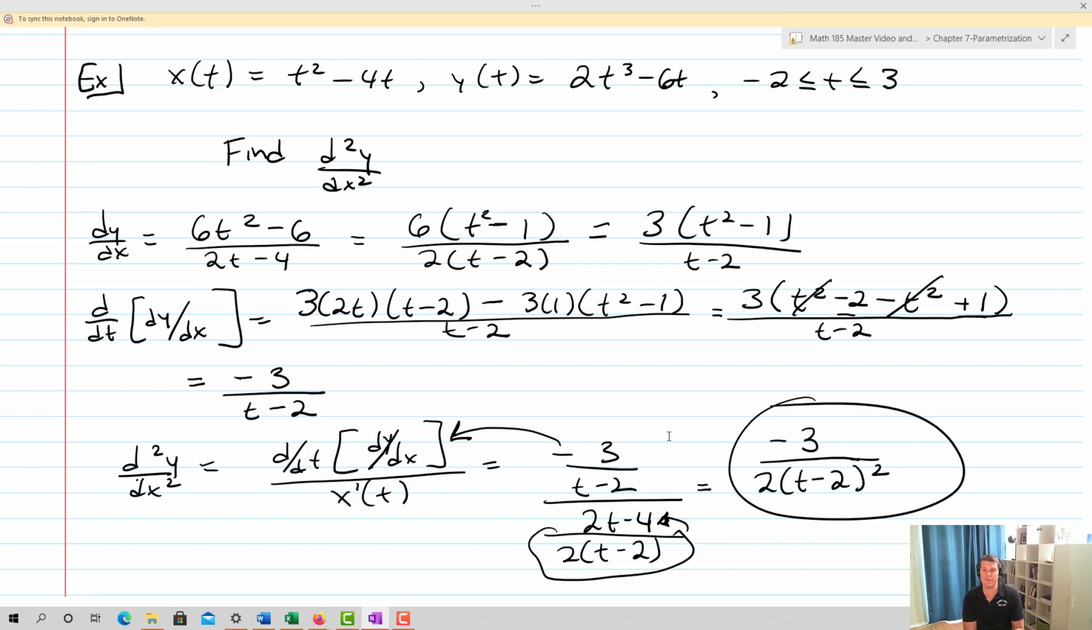And all we've got to do is figure out what the value of t is that makes the second derivative negative or makes the second derivative positive. So we can do a lot of things with that second derivative.